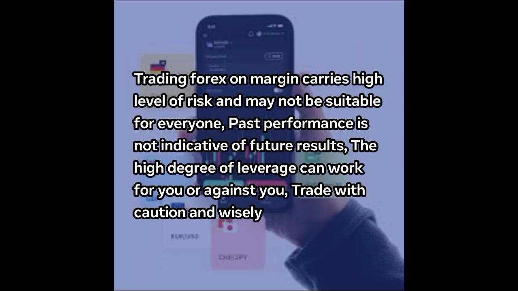Trading Forex on margin carries a high level of risk and may not be suitable for everyone. Past performance is not indicative of future results. The high degree of leverage can work for you or against you. Trade with caution and wisely.